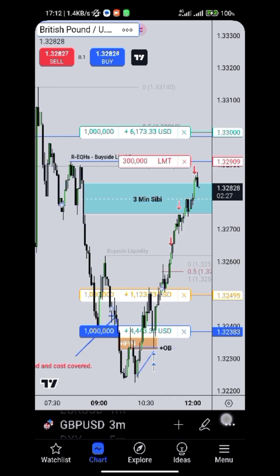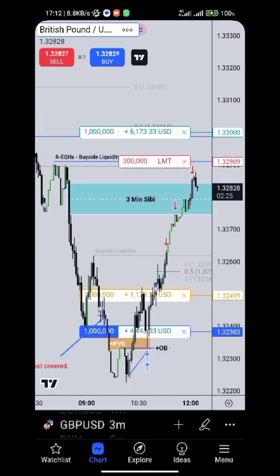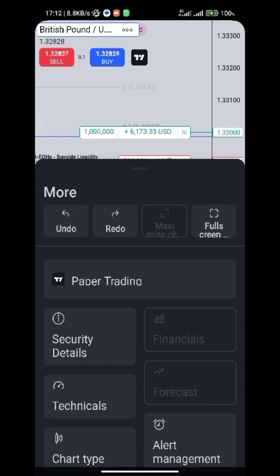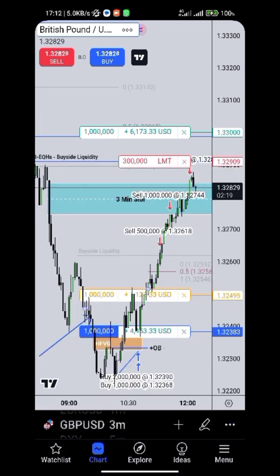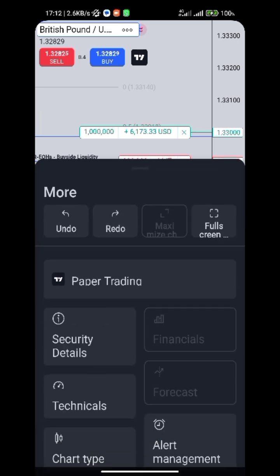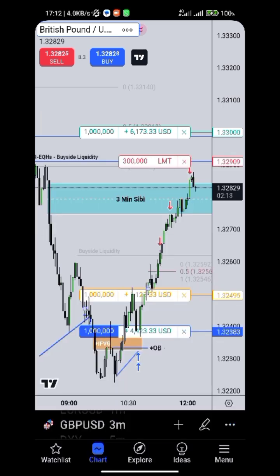So what I just did is I turned off, or I undid, the details of the buying and selling. So it will be neater. I like it better.